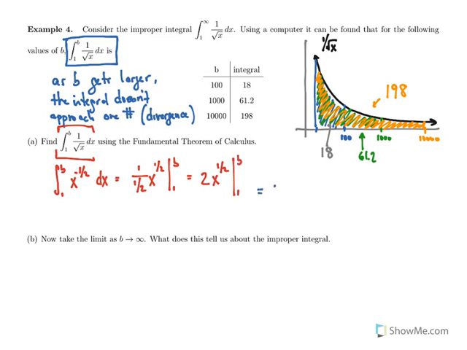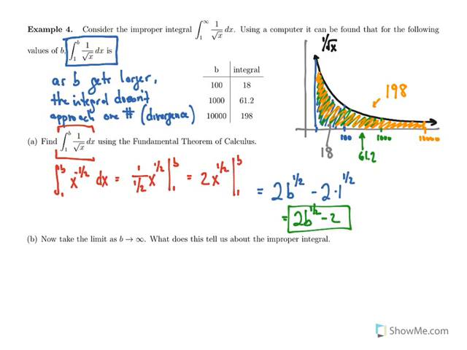Plugging in the bounds, this is going to be 2b to the 1/2 minus 2 times 1 to the 1/2. In total, this is going to be 2b to the 1/2 minus 2. And this is where those numbers 18, 61, and 198 come from, plugging into the formula 2b to the 1/2 minus 2. So that's true for any finite value of b, but what happens if we let b get bigger and bigger?